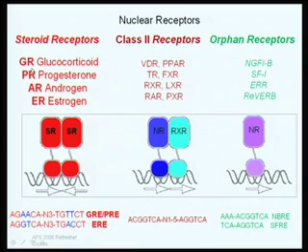There are also what are called orphan receptors. These receptors share homology with the other receptors in the family. They also contain zinc, they are also zinc finger transcription factors, but we do not know the ligands for these receptors, or some of them function as ligand independent transcription factors, and they also bind to different sequences.